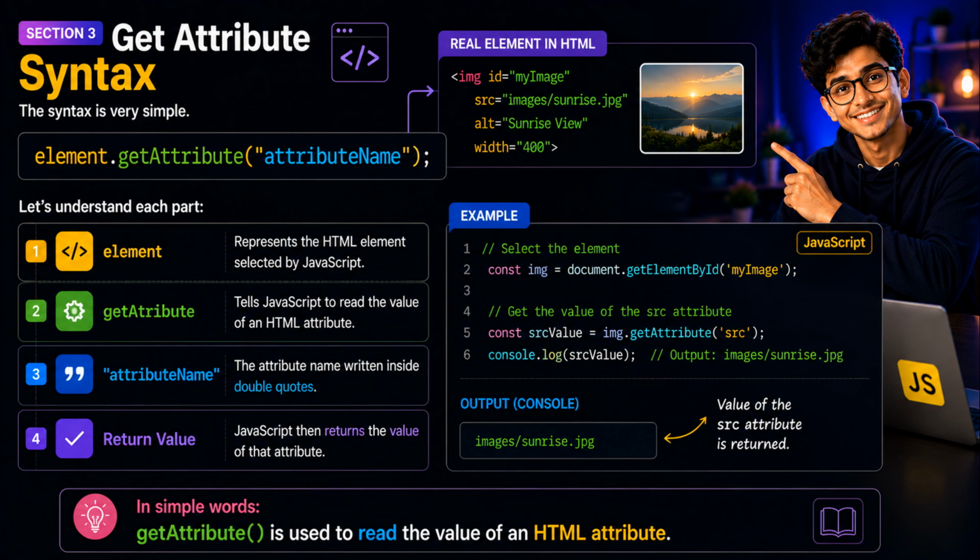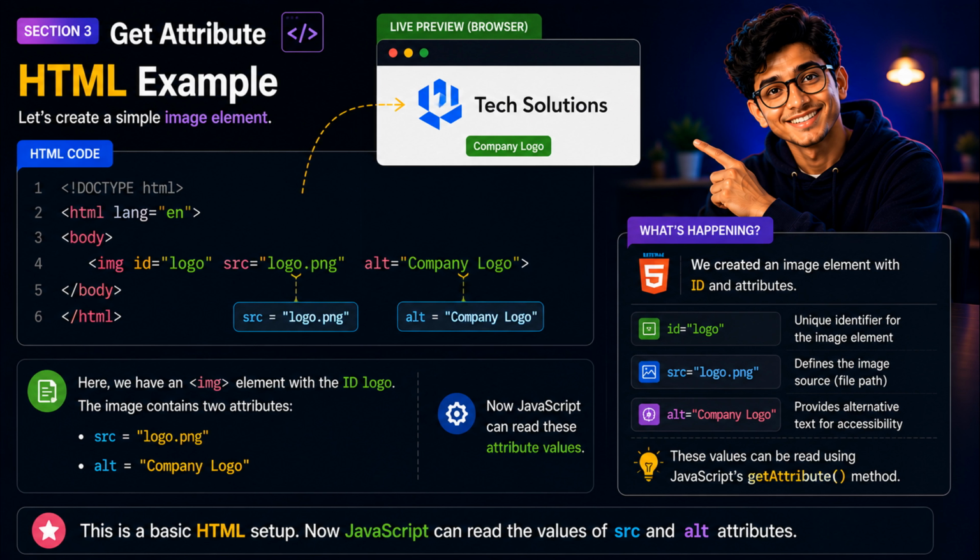Syntax. The syntax is very simple. element.getAttribute("name"). Let's understand it. Element represents the HTML element selected by JavaScript. getAttribute tells JavaScript to read the value of an HTML attribute. Inside the brackets, we write the attribute name inside double quotes. JavaScript then returns the value of that attribute.